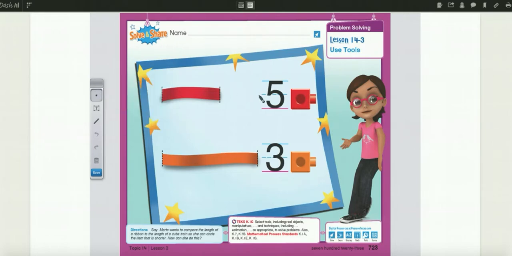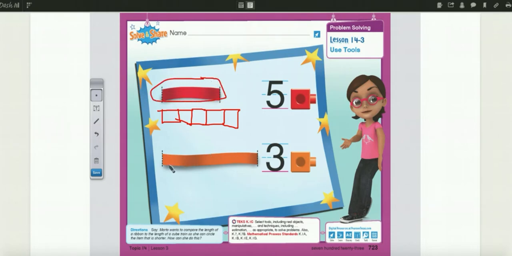I'm going to go ahead and try to draw some cubes since I don't have cubes with me. So 5 cubes. Let's say 1, 2, 3, 4, 5. Which item is shorter, the ribbon or the 5 cubes? The ribbon. So we're going to go ahead and circle it because it is shorter.